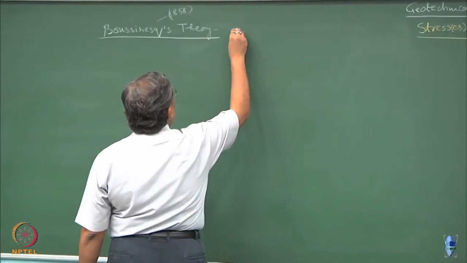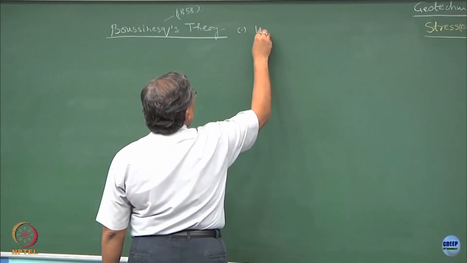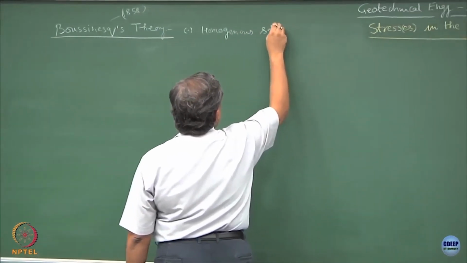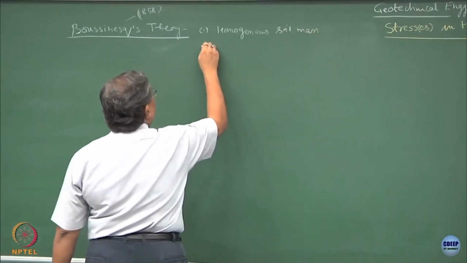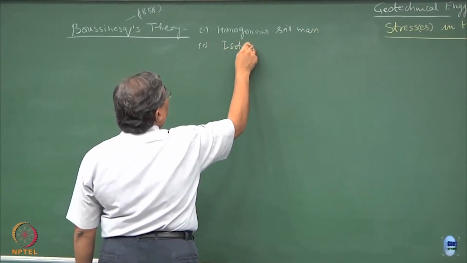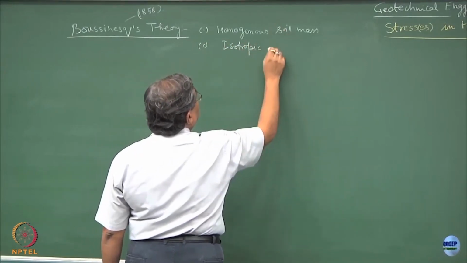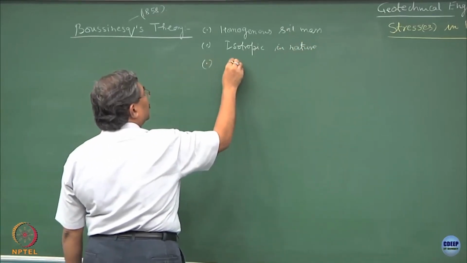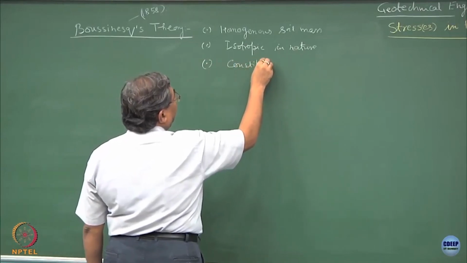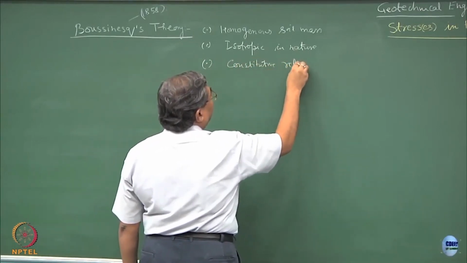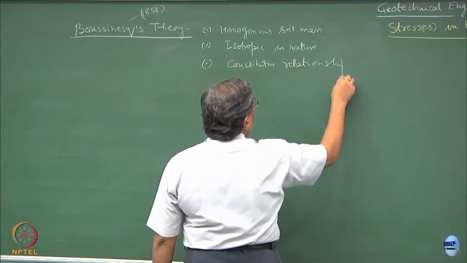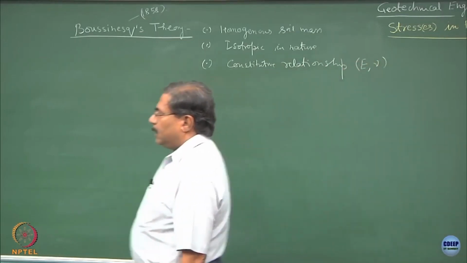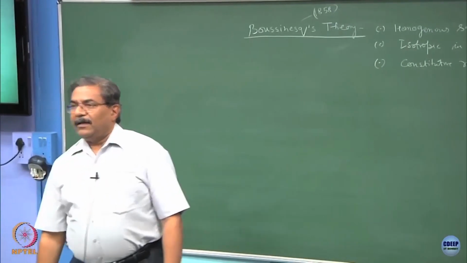What this theory states is that for a homogeneous soil mass which is isotropic in nature, which follows the constitutive relationship, that means elastic modulus is defined, Poisson's ratio is defined, and hence we are assuming the soil to be a linearly elastic material.